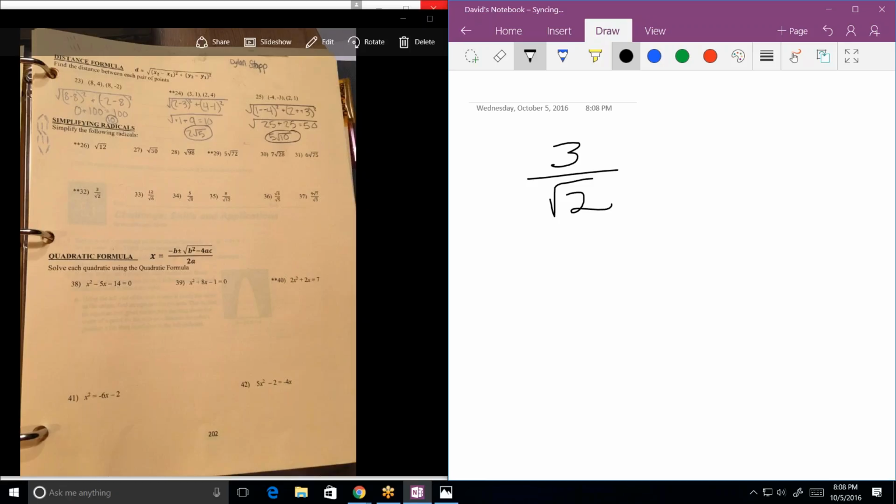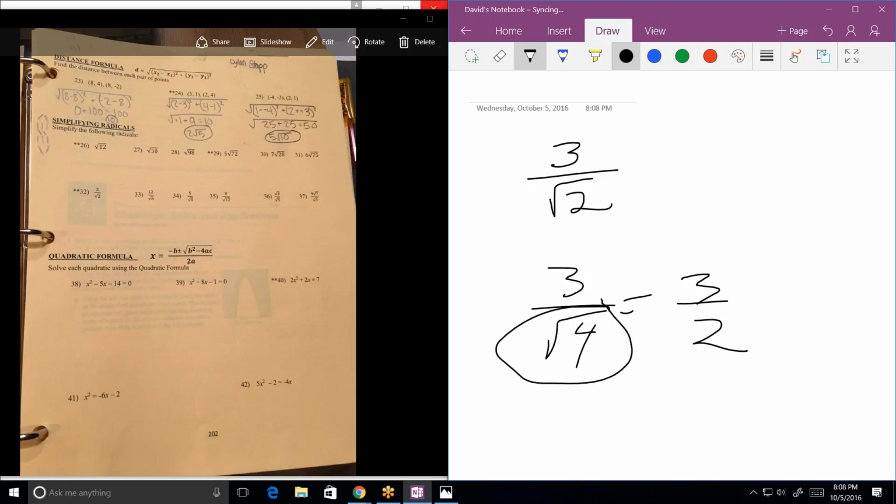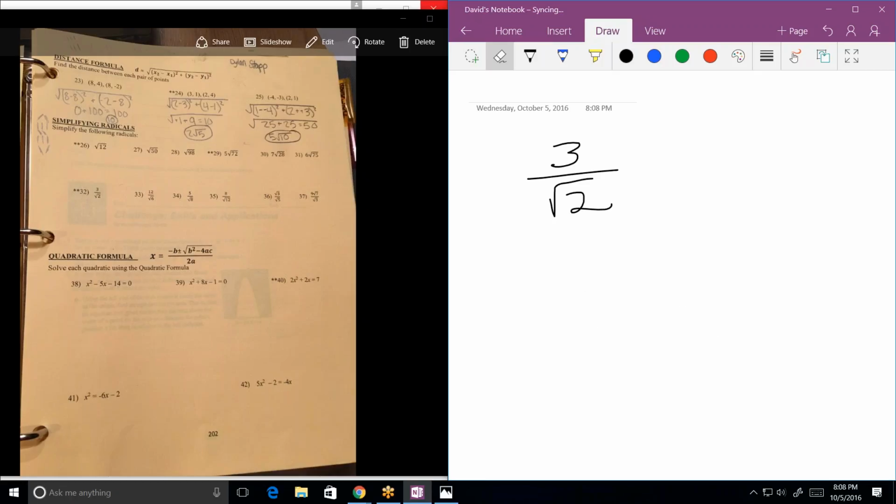What's wrong with this? Why does this need changing? You can't have a root, or a square root on the bottom of a fraction. Yeah, you can have a square root. It just can't be an irrational square root. I could have a square root of 4. There's nothing wrong with this answer. That's 3 halves. The problem is you cannot have an irrational denominator. That's rational. But any root that does not turn into a whole number is irrational, always, no matter what it is. In other words, root 17 is irrational.